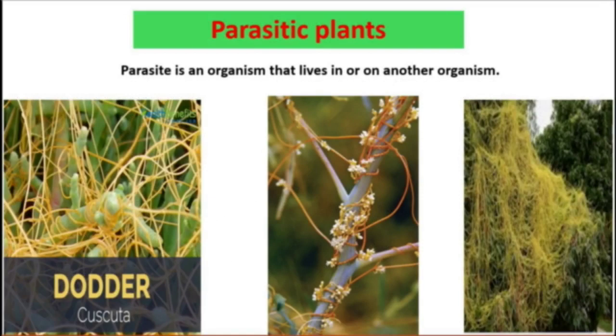A parasite is an organism that lives in or on another organism and derives nutrients from it. The organism from which a parasite derives its nutrients is called the host. For example, Cuscuta or amarbel plant. It is a leafless and rootless plant, right? It entangles itself around the host and derives food from it. It is often called devil's hair. If you see the third picture in the slide, it looks like the devil's hair.